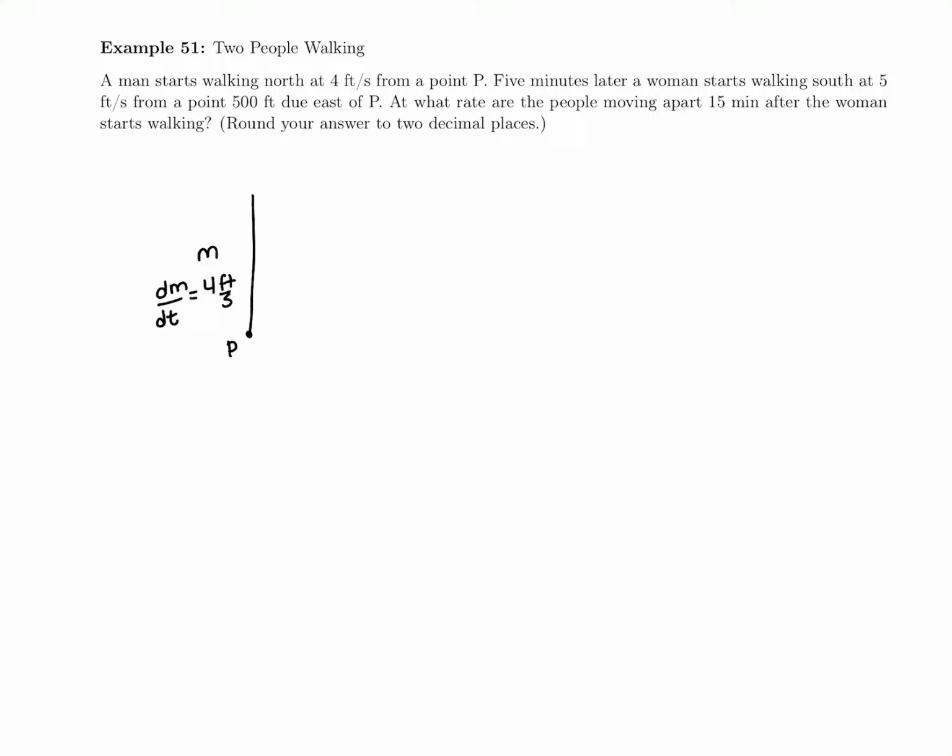5 minutes later, a woman starts walking south at 5 feet per second from a point 500 feet due east of P. So we're going to go east of P by 500 feet, and the woman is going to start walking from 500 feet east. She's headed south. So where she is is not a constant, so we'll call it W, but we know how fast she's moving since her position is changing, dw/dt, we're going to note it with that 5 feet per second.